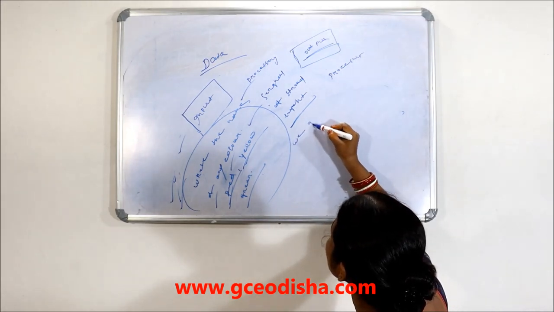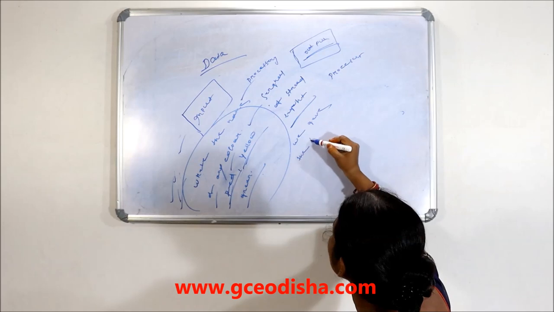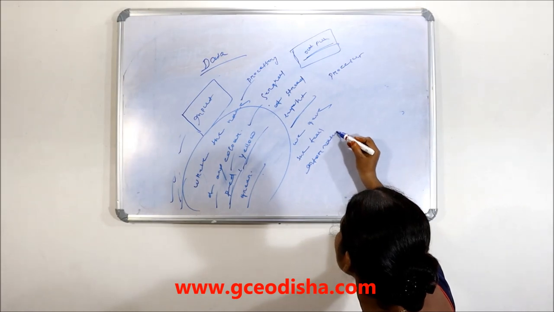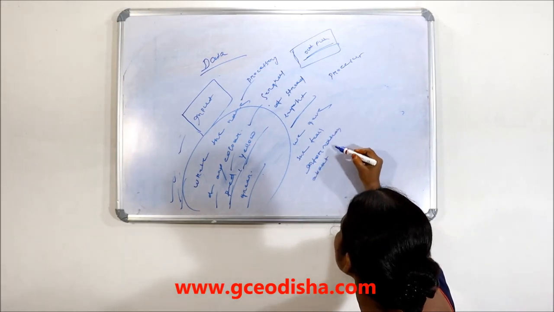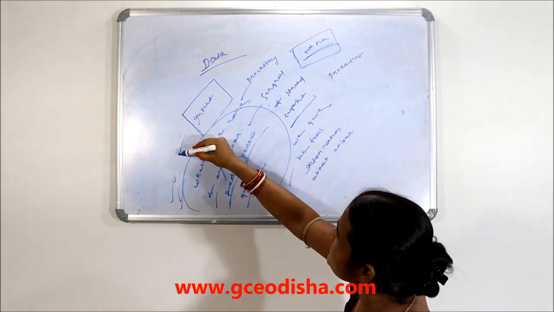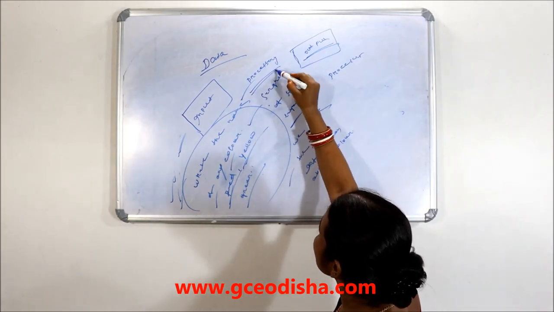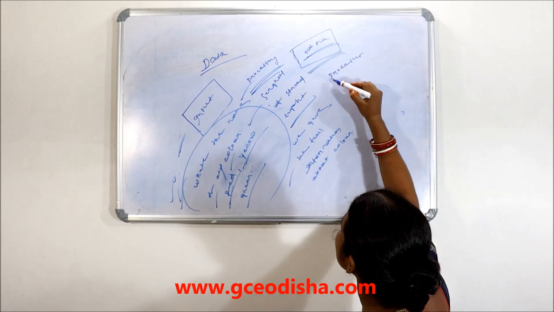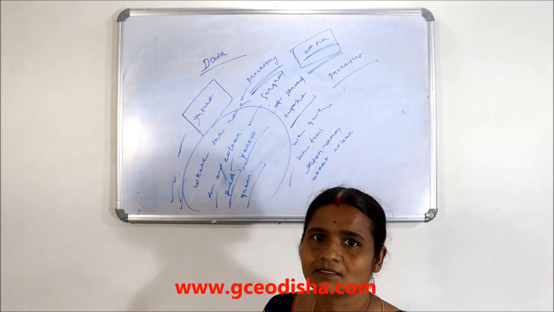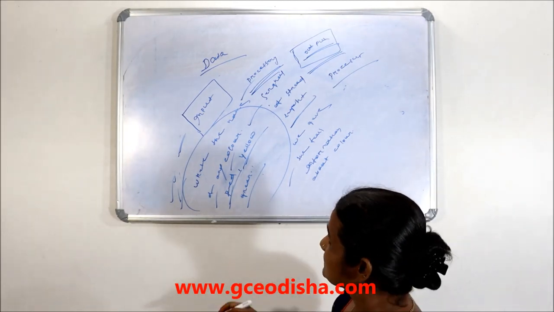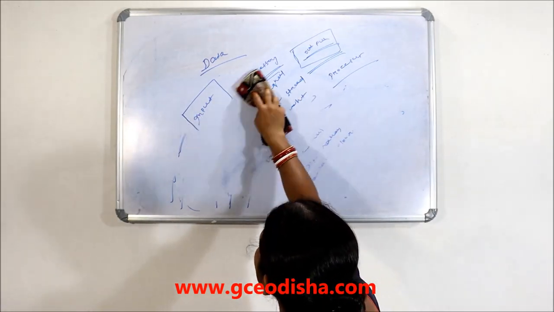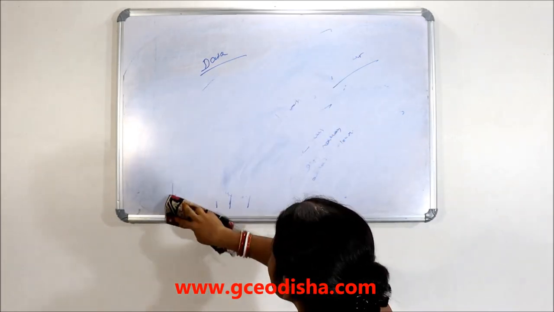We give the full information about the color. That is input, that is processing, that is output, the information. Students, you learn about the input, processing and output.